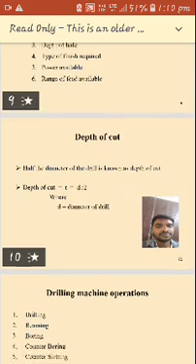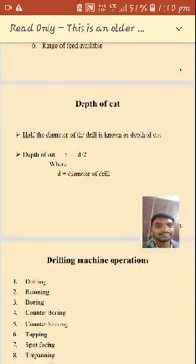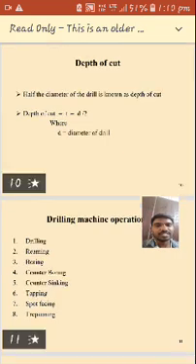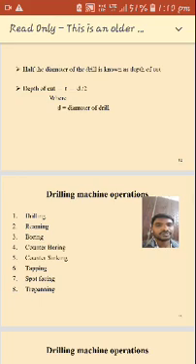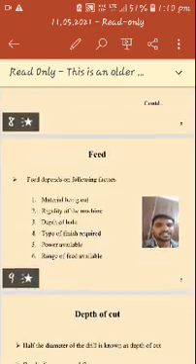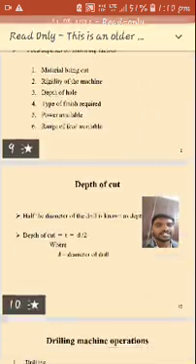The next definition is depth of cut. Half of the diameter of the drill is known as depth of cut. It is denoted t equals d by 2, where d is the diameter of the drill. These are the few definitions in drilling: cutting speed, feed, and depth of cut.